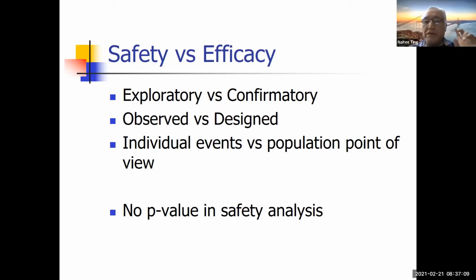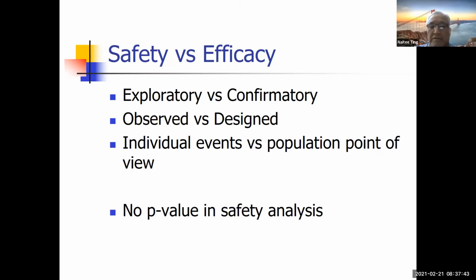Safety is different. If there's a very severe safety event in the trial, you may have to stop developing the entire drug. So every individual event, every individual patient in safety analysis is important. This is the nature of the three differences between safety and efficacy. Safety and efficacy, we have to look at from totally different points of view.